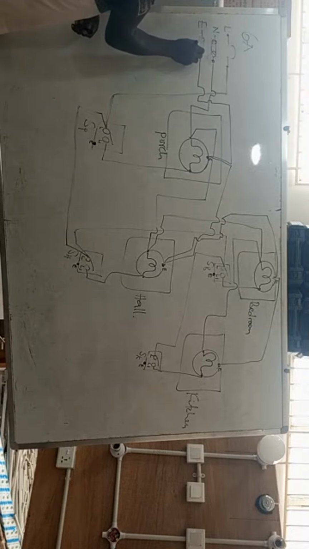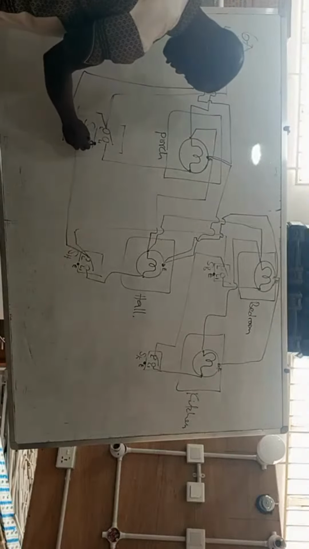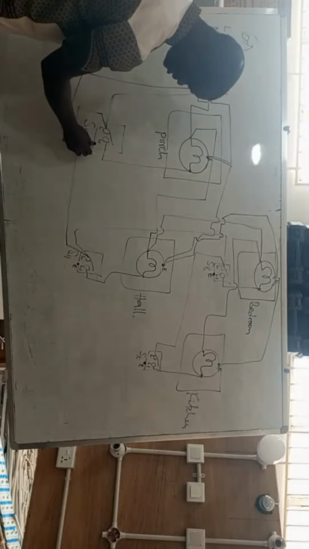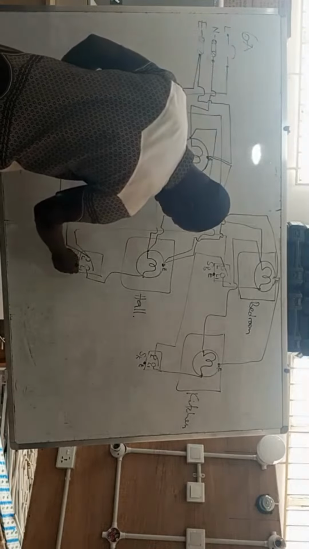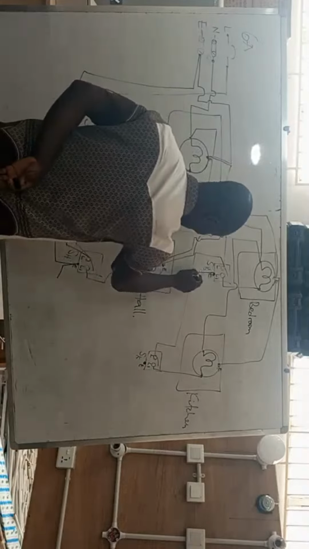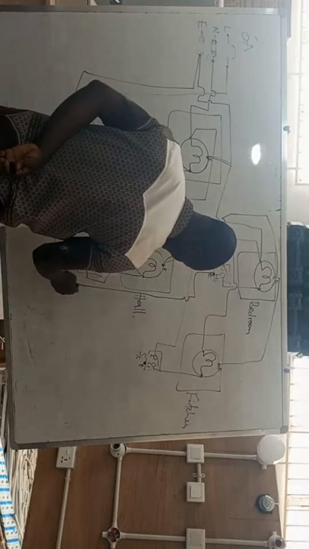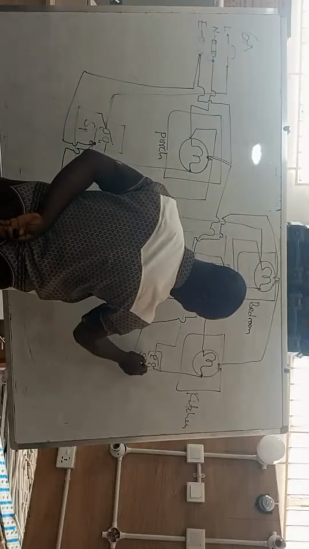So we come here again, we take another earth, then we run it to the first box, and then we take a loop to the next box, then we take a loop to the next box, and then we take a loop to the last box. Okay? So this is how our wiring is going to be like.